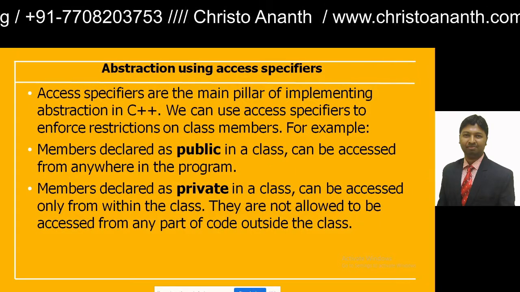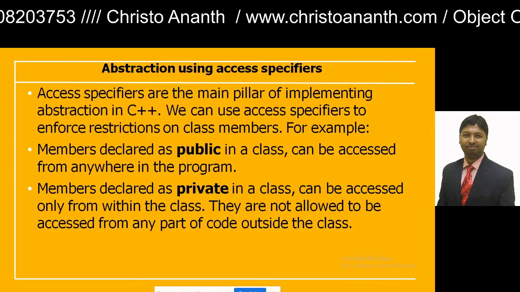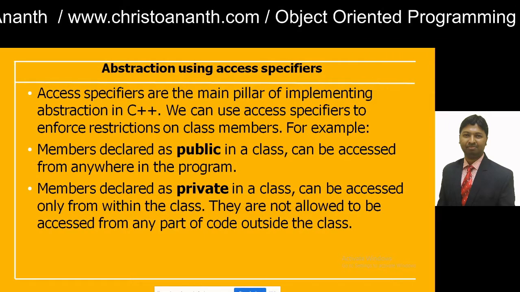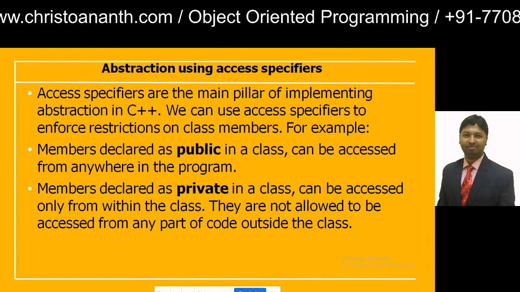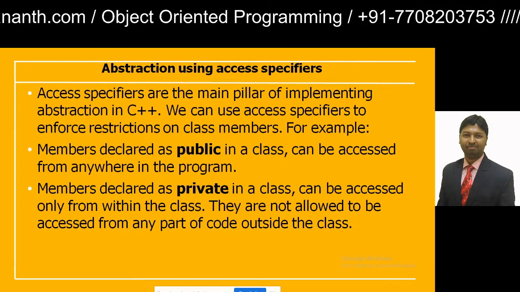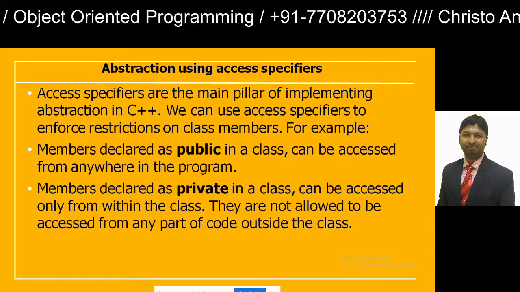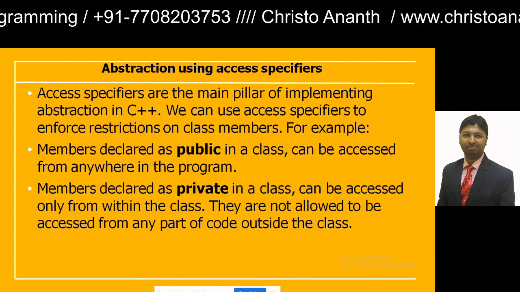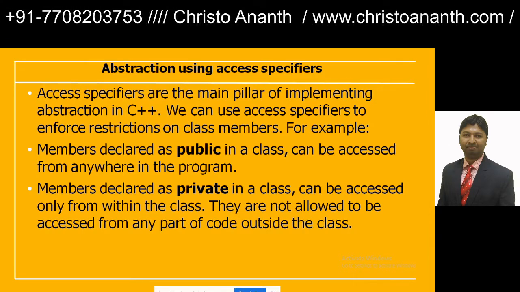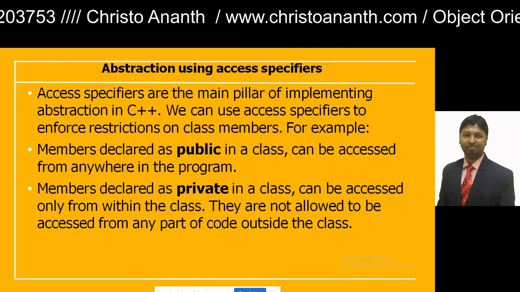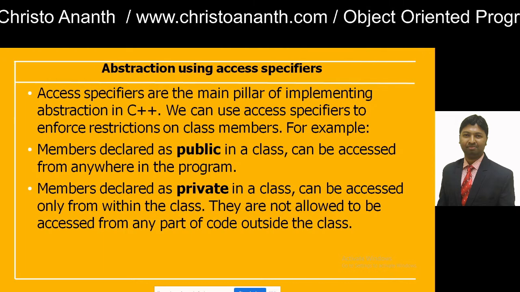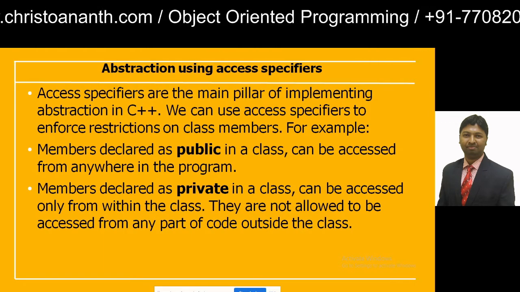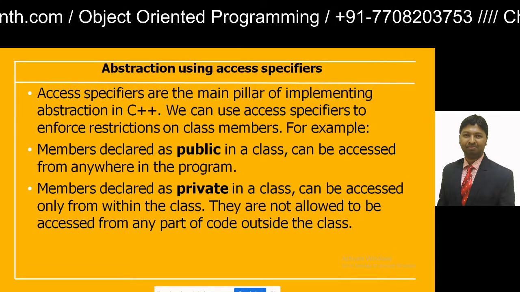Access specifiers are considered the main pillars of implementing abstraction in C++, and you can use them to enforce restrictions on class members. Members which are public can be accessed from anywhere in the program. If we set the members to be private, they can only be accessed from within the class, which means they cannot be accessed outside of the class or from anywhere in the program.